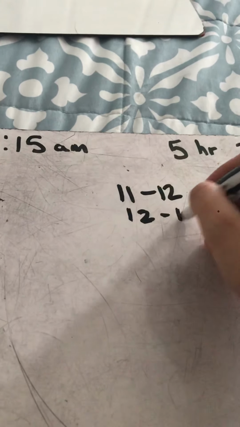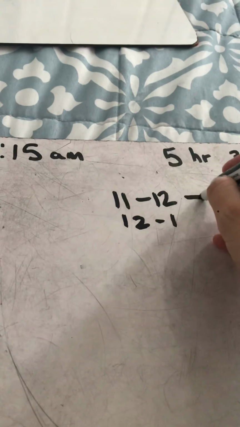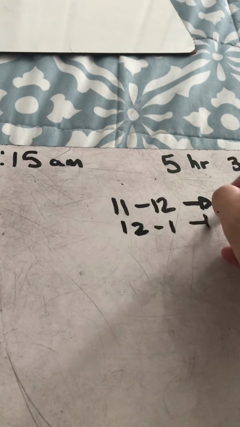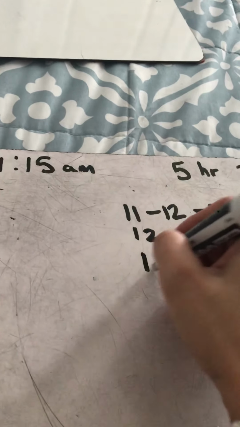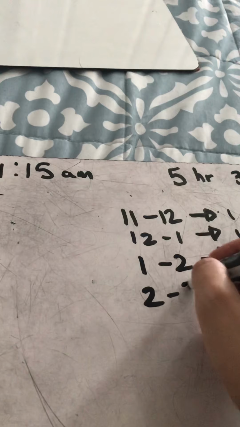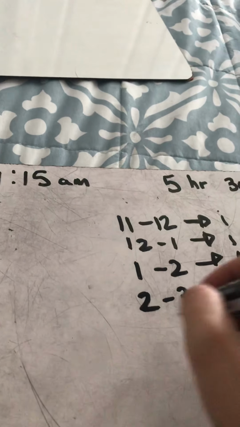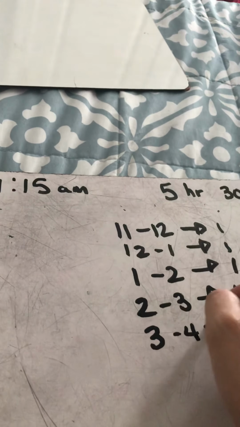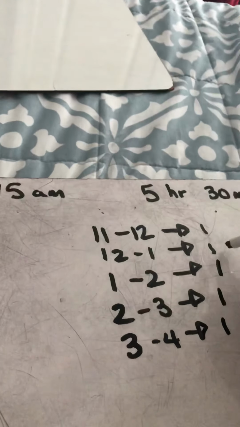So I start adding the hours. So I know 11 o'clock to 12 is 1 hour. 12 to 1 is another hour. 1 to 2 is another hour. 2 to 3 is another hour. And then 3 to 4 is another hour. And I have 1, 2, 3, 4, 5 hours. So I know it's going to be 4 o'clock.